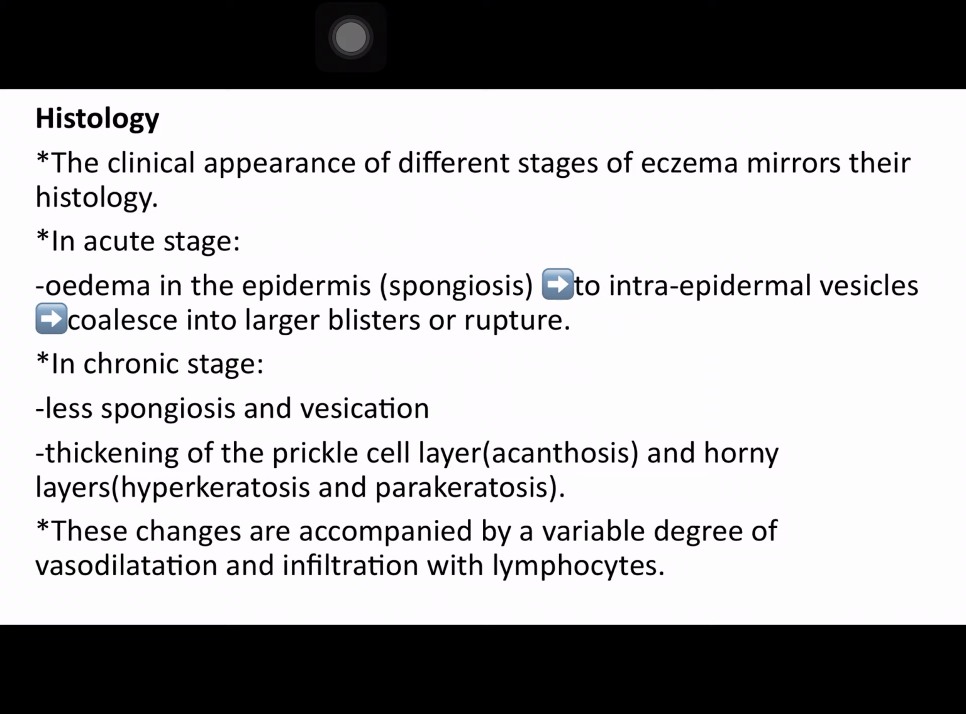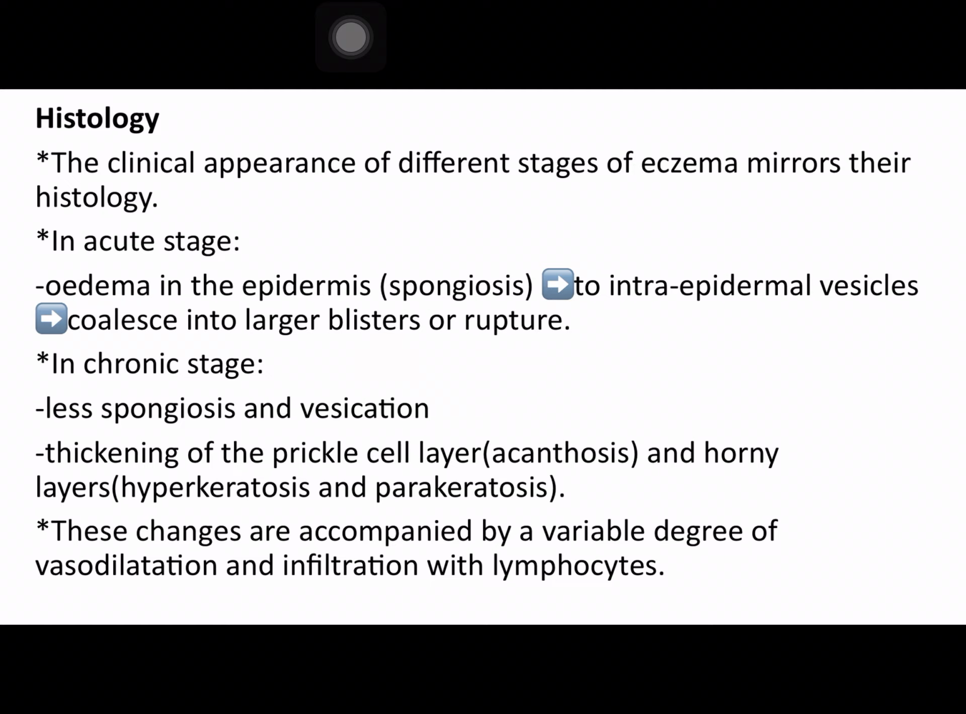In the acute stage, the first important feature is spongiosis. Spongiosis means edema of the epidermis. This edema may progress to intraepidermal vesicles and may coalesce into a larger blister or may rupture to the environment.